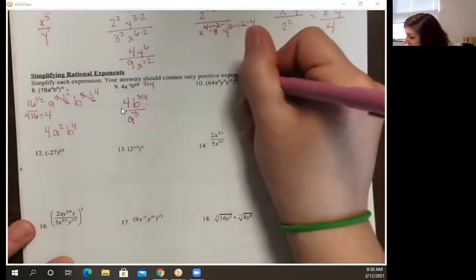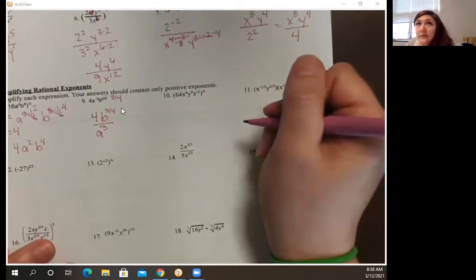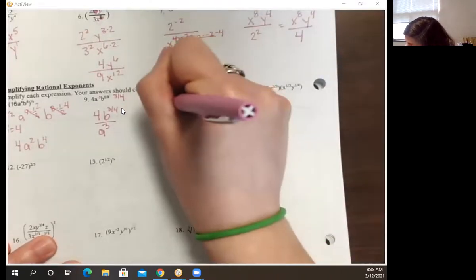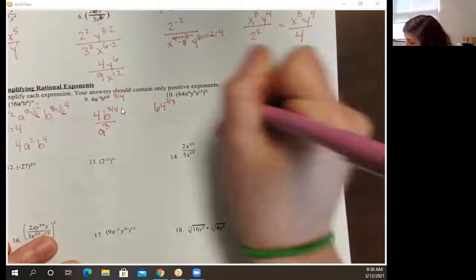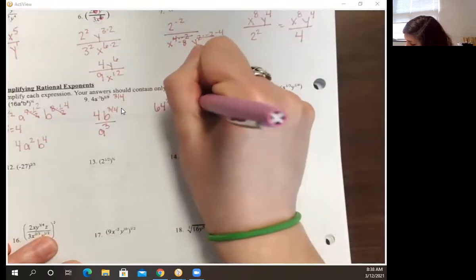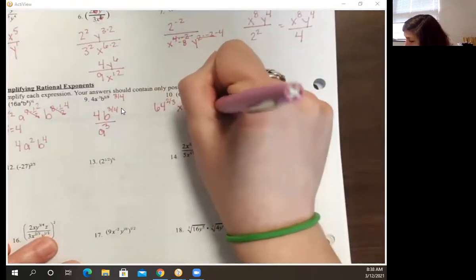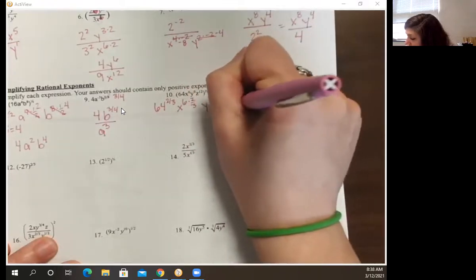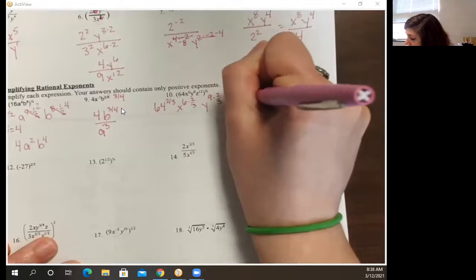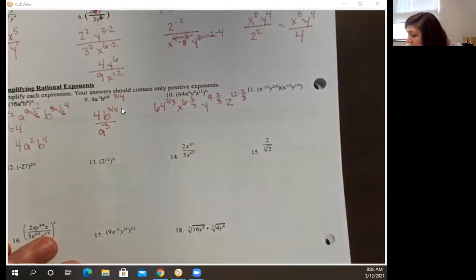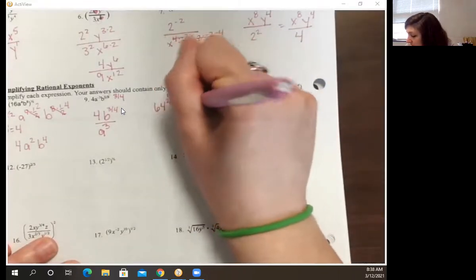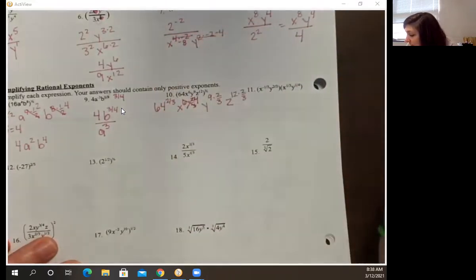Number 10, again, I have an exponent outside of parentheses, so I'm going to distribute that in. So this would be 64 to the 2/3 power times x to the 6 times 2/3 times y to the 9 times 2/3 times z to the 12 times 2/3. So the first thing I'm going to do is simplify my exponents here. 6 times 2/3 would be 12 over 3, which is just 4. So I've got x to the 4th there.